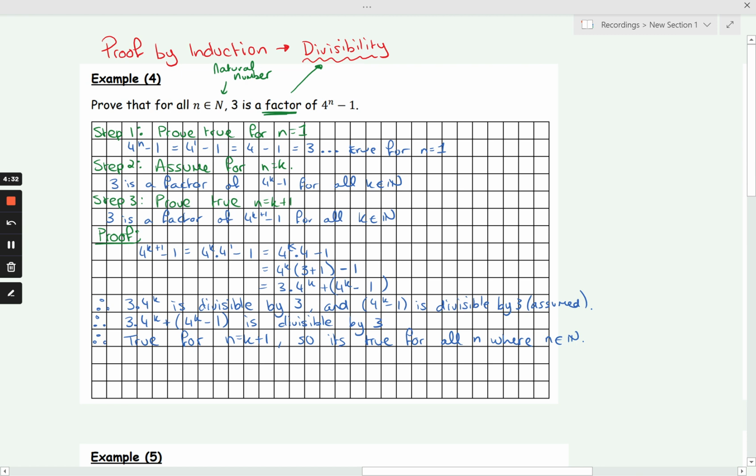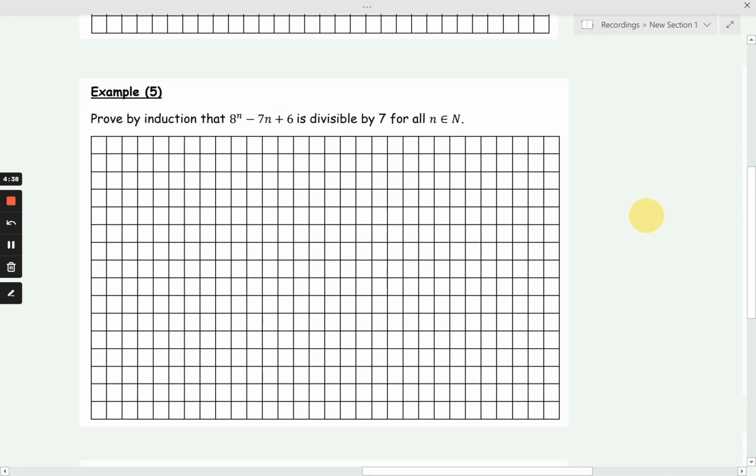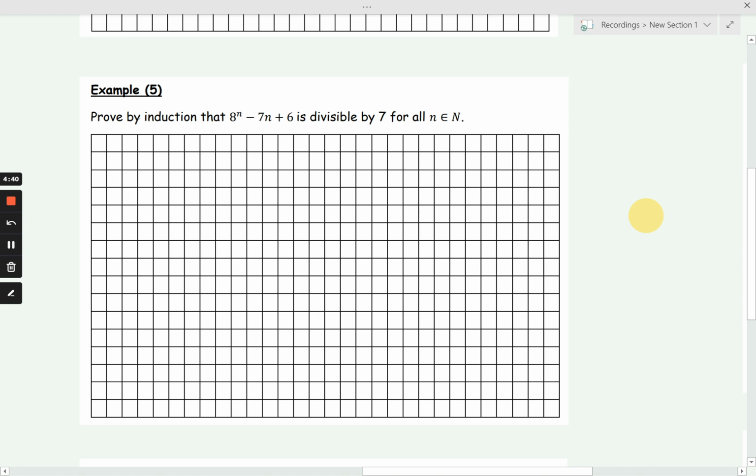So take a minute, guys, add it into your notes if you need to, and then we're going to move on to looking at example 5. Example 5 is similar, where it says prove by induction that 8 to the power of n minus 7n plus 6 is divisible by 7. And again, the fact that it says divisible by 7 shows me that we're using proof by induction for divisibility.